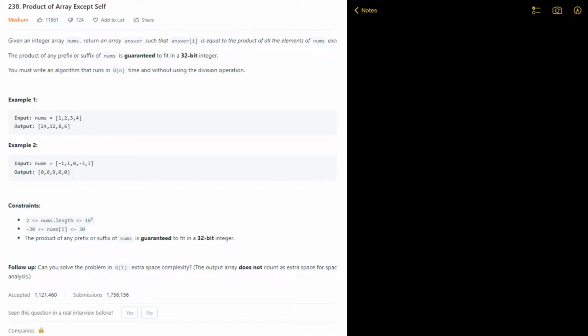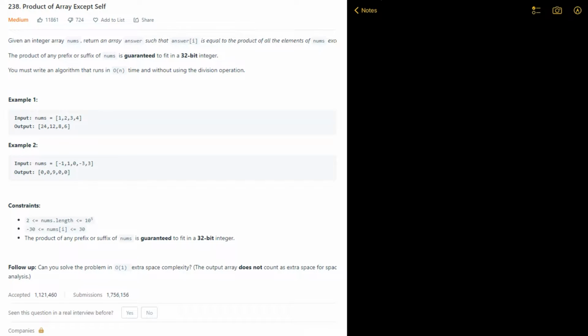The product of any prefix or suffix is guaranteed to fit in a 32-bit integer, and we want to write an algorithm that can run in O of n time and without using the division operation. And we see down there at the follow-up, we're actually going to challenge ourselves and try to write something that's using O of 1 extra space complexity.